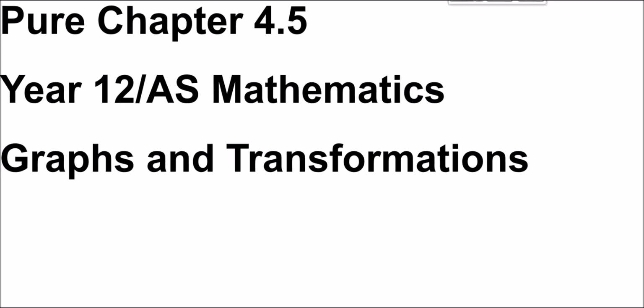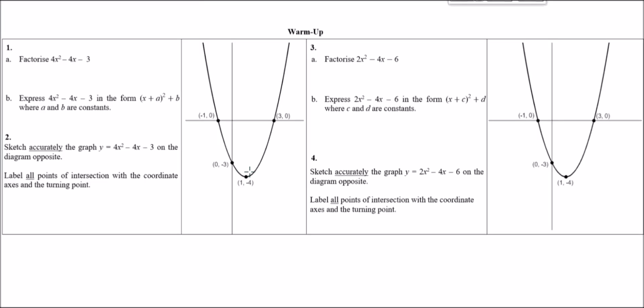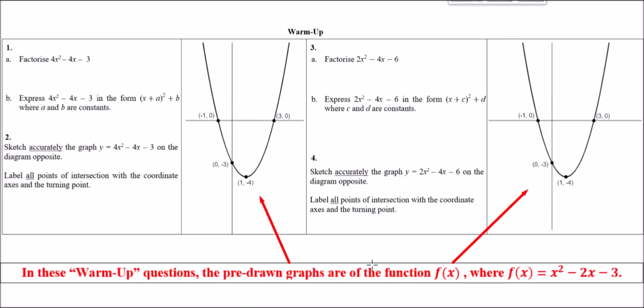Before we do that though, we have some warm-up questions for you. Here they are, 1, 2, 3 and 4. Importantly though, I want to draw attention to these two graphs which have been pre-drawn. So what are they graphs of? It does say on your notes, but I'm going to make a particular point of mentioning again that these graphs here are graphs of the function f of x, which will be explored later. F of x is x squared minus 2x minus 3, so bear this in mind throughout the warm-up. These graphs pre-drawn are of x squared minus 2x minus 3.